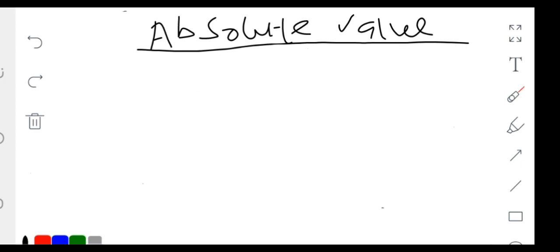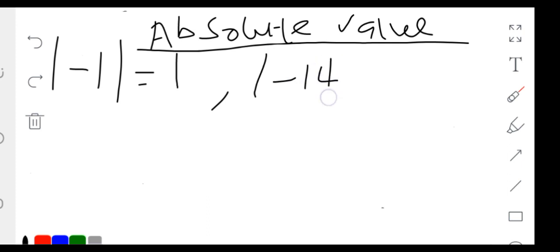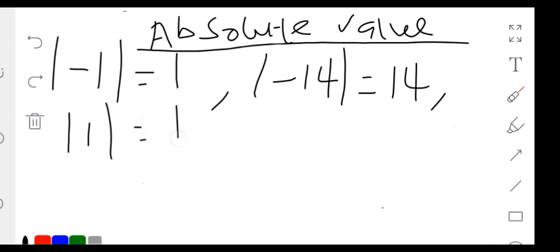So let's quickly find some absolute values. The absolute value of minus 1 will give us 1. I told you absolute value cannot have a negative as the answer. It's always positive. Absolute value of minus 14 will give us 14. Absolute value of 1 will give us 1. Absolute value of 0 will give us 0.